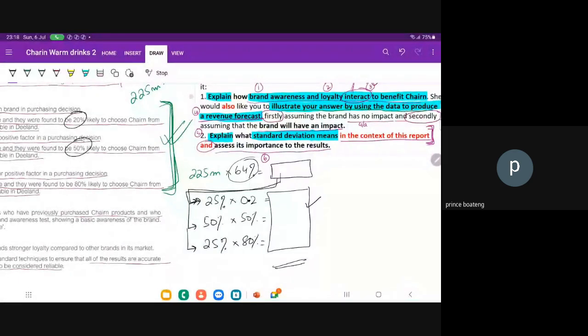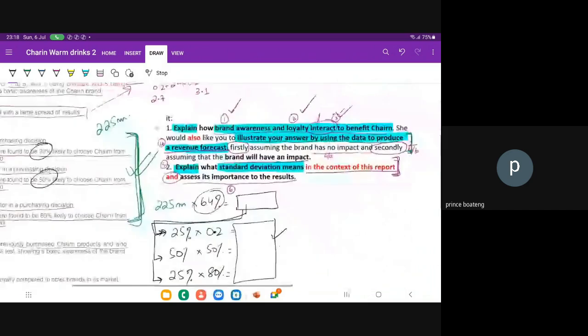So 64%, if you are not applying, that means you are assuming that everyone in the region is aware of the brand, which is obviously not the case. Perfect. So that means we are done with the first part.